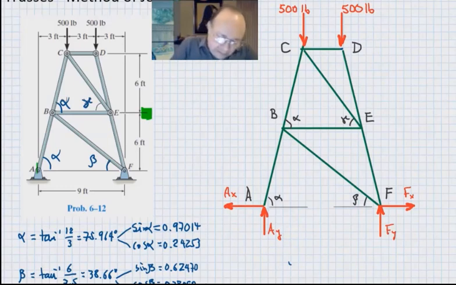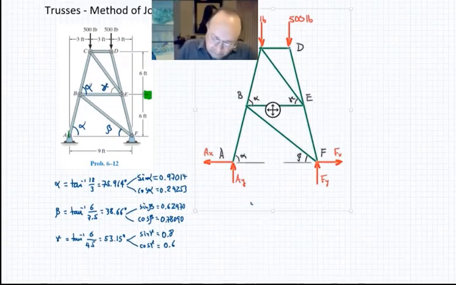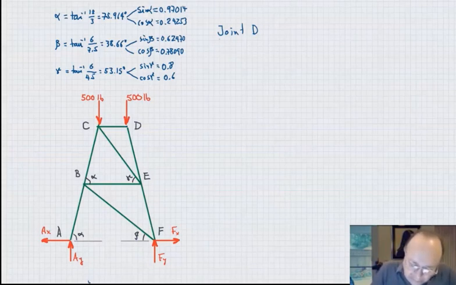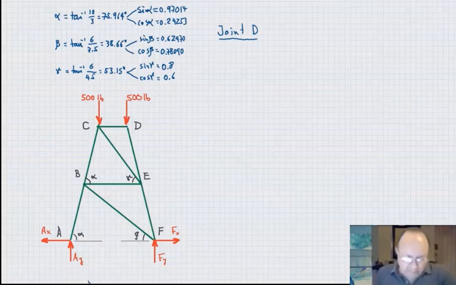So let's get started. You have to do a free body diagram of joint D. Remember, if you don't do a free body diagram of the joint, you're doing nothing. Somebody who reads your calculations won't understand anything because they don't know what you're talking about. So the first thing you do is a free body diagram of joint D.